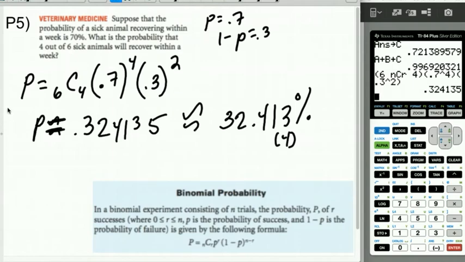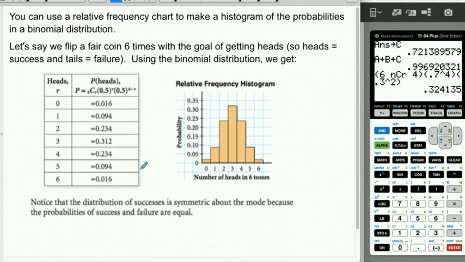Okay, and so that's the last of our examples. I think the trickiest one was E5. So let's look really quickly at how this works with a graph. You can use a relative frequency chart to make a histogram of probabilities in a binomial distribution. So basically, let's say we flip a fair coin 6 times with the goal of getting heads, right? So heads is success and tails is failure, which is the opposite of what we said before.